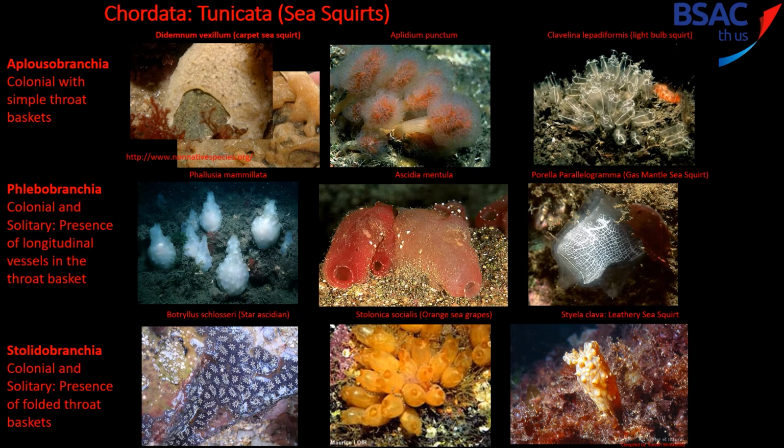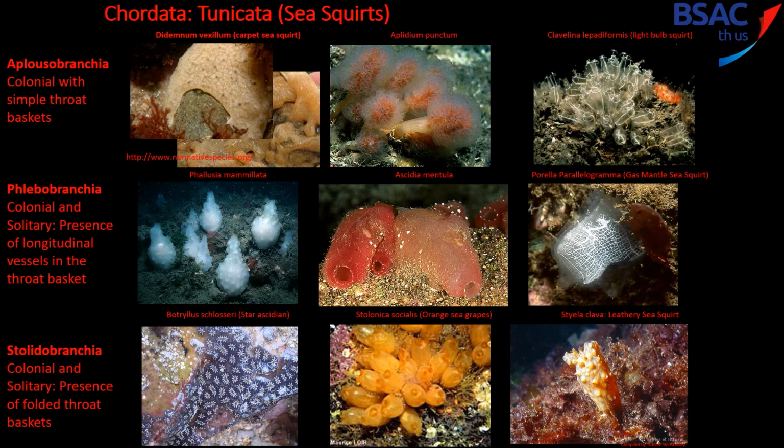Chordata tunicata. I have placed the 3 orders of ascidians in each row, and each row contains 3 example species. In the first row, we have the Aplousobranchia. These are colonial sea squirts identified by having simple throat baskets.